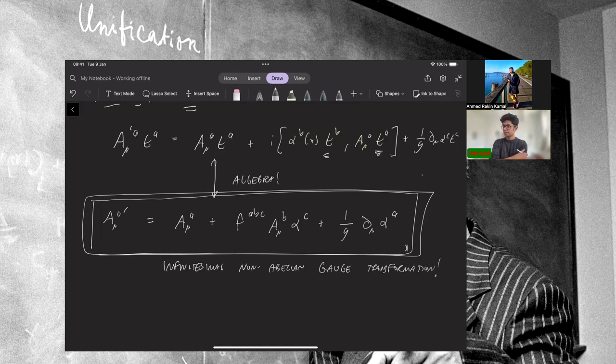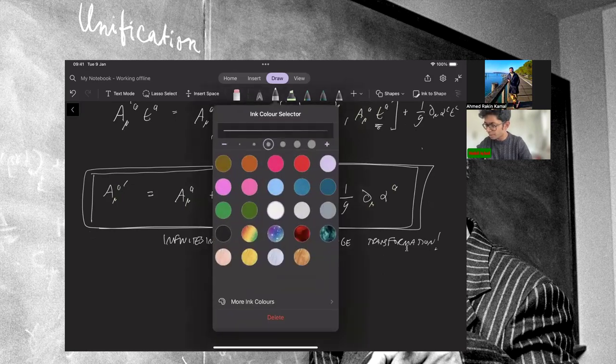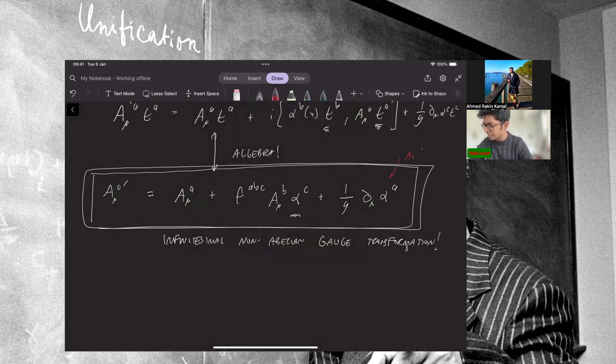Okay. So let's take a second and stare at this. So first of all, remember the transformation is parameterized by the alphas. The alphas are telling you how much you rotate this field in this non-abelian way. This last term says that the shift in A mu is just partial mu alpha a. So this last term here looks just like an abelian gauge transformation, right?